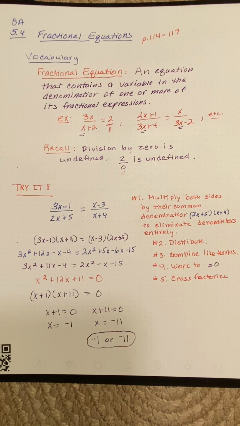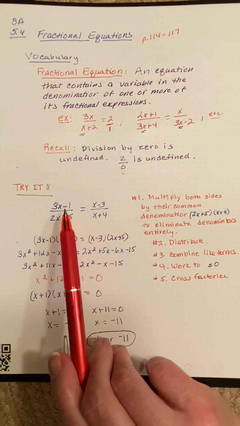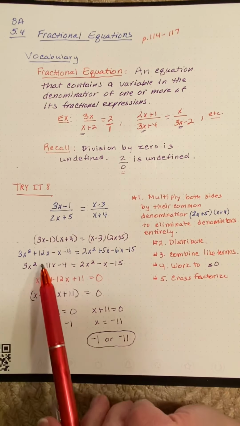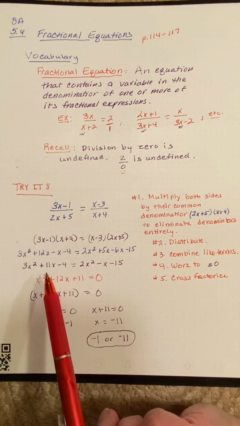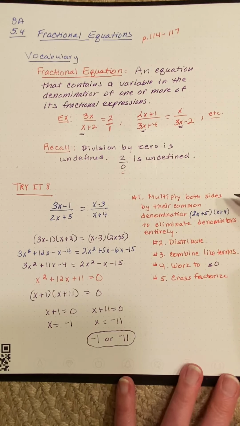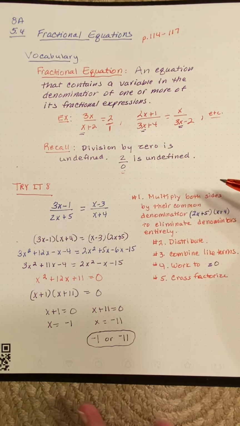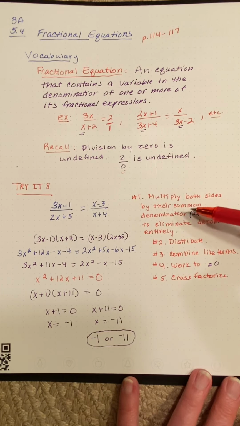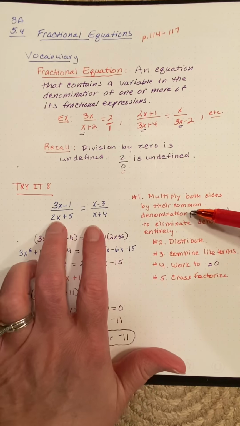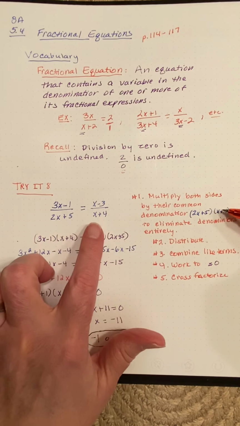So going on, try it, number 8 on page 115. We have equivalent fractions set up within our fractional expressions, where we do the cross multiplying. Important, write down these steps. The first step, and this is key to getting it set up correctly, you multiply both sides by their common denominator. In this case, the common denominator would be 2x plus 5 times x plus 4.